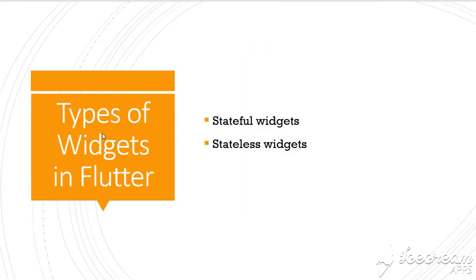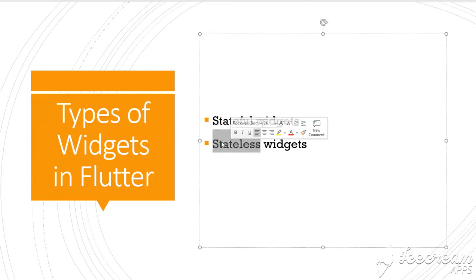So what are the different types of widgets in Flutter? Flutter actually has two types of widgets, stateful widgets and stateless widgets. A stateful widget is a widget which changes its state depending on the user interactions or the input, while the stateless widget does not change its state.